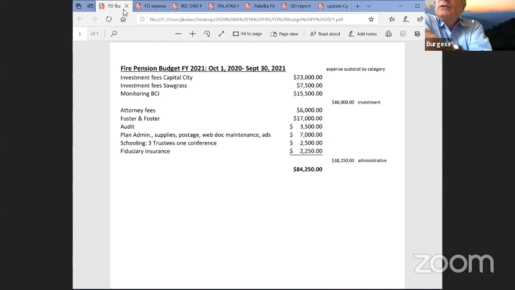Yeah, this is Burgess. The only thing I'd comment on is it says monitoring BCI, but it's actually BCA. It's just a typo. Someone may be confused about BCI. Sure. Any other questions or comments?